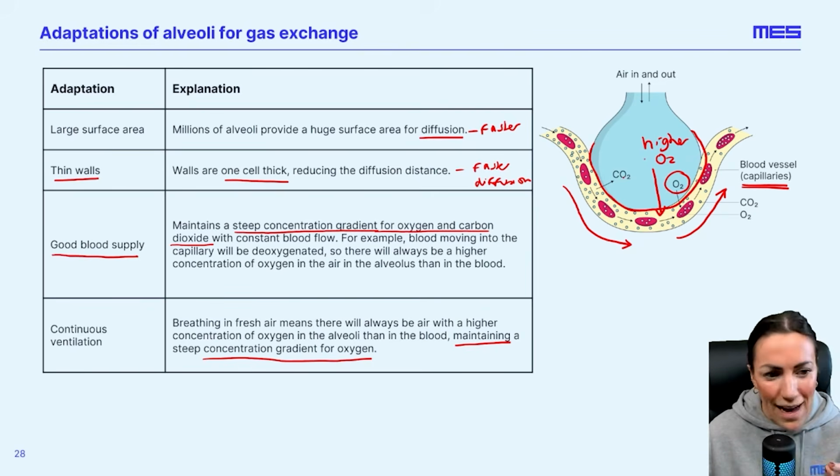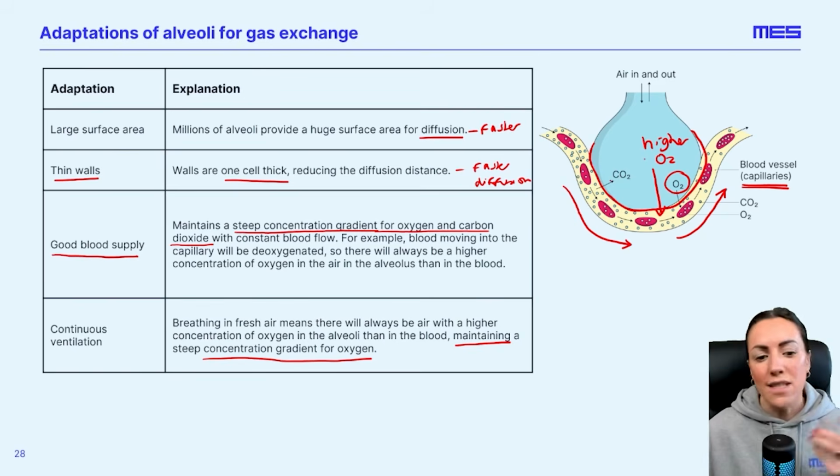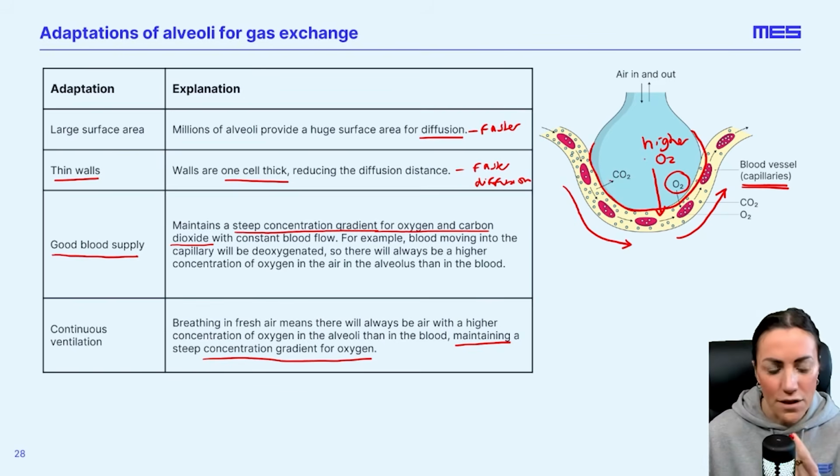And on top of that, we've got the thin wall of the capillary, the thin wall of the alveolus, short diffusion distance, and a large surface area. This is all to maximize the rate of diffusion and maximize the efficiency of gas exchange.